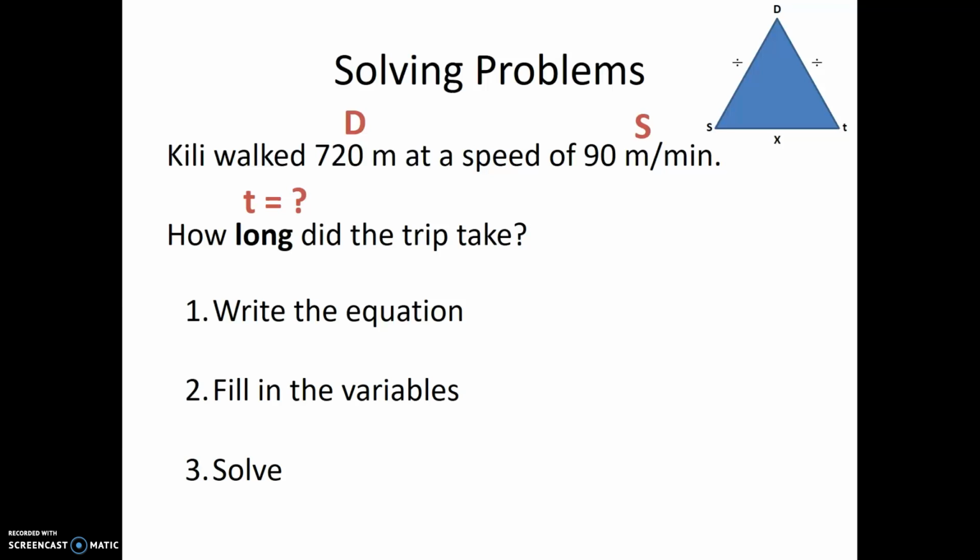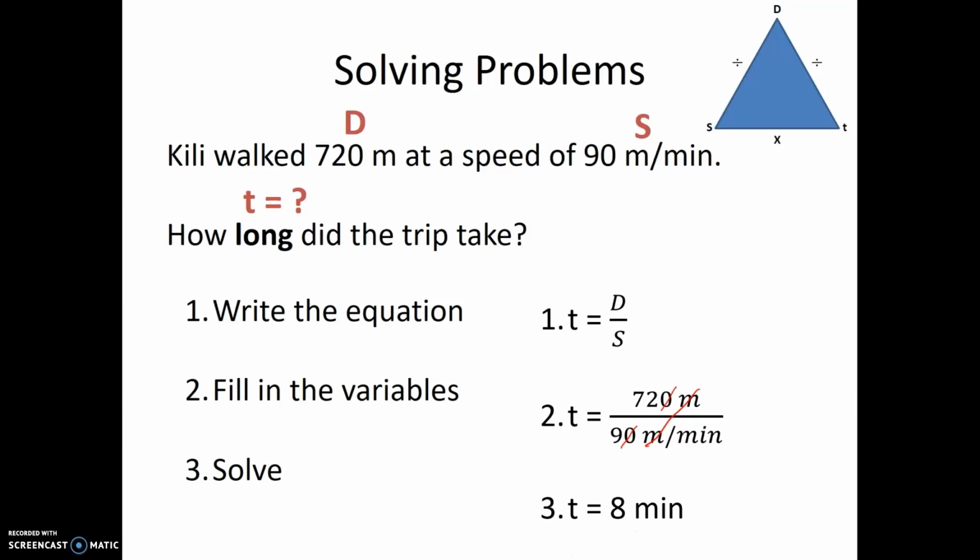Since we're looking for a time, we've got the question mark by our time symbol, we're going to use the equation for time. Time equals distance over speed. Let's plug in our numbers. Time equals 720 meters over 90 meters per minute. I'll cross those units out, and we'll cross these zeros out. And now we have 72 divided by 9 minutes. So our time is 8 minutes.